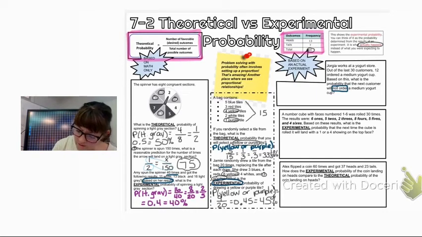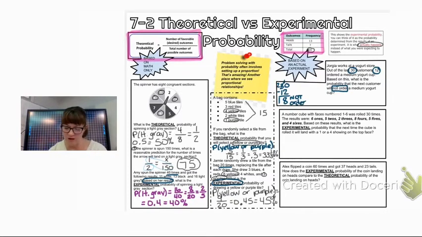So if 12 out of 30 ordered a medium yogurt cup, then the ones who did not order a medium yogurt cup would be 30 minus those 12. So 18 did not order a medium yogurt cup, and that was out of the last 30. So based on that, the probability that the next customer will not order a medium yogurt cup is 18 out of 30.